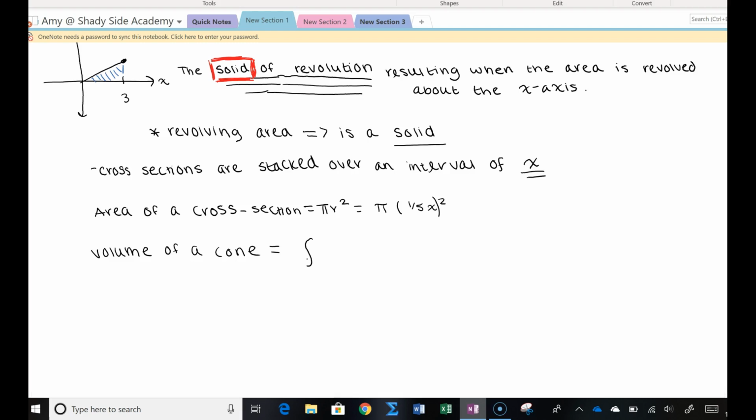Tell me what the interval of my addition is going to be. What is the interval over which my cross sections are stacked, from where to where? 0 to 3. If this is x, what is my dummy? Okay, it's going to wait in the wings. This integrand here is going to be the thing that I'm adding infinite of.